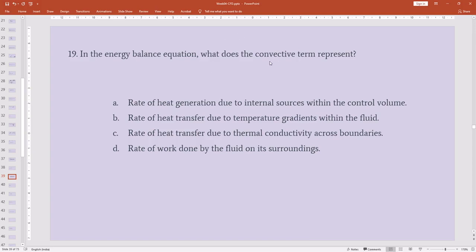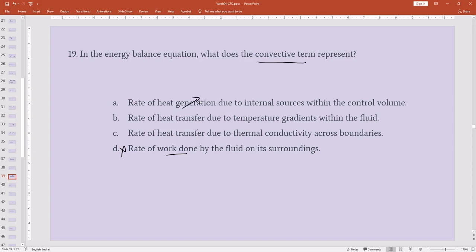So the question is for convective term. As we have already discussed, the convective term means due to bulk motion of the fluid. The fluid is transporting that particular property. We have already eliminated the last option because it's work done. Our first option is heat generation due to internal source.